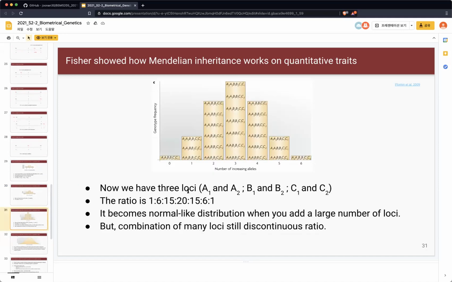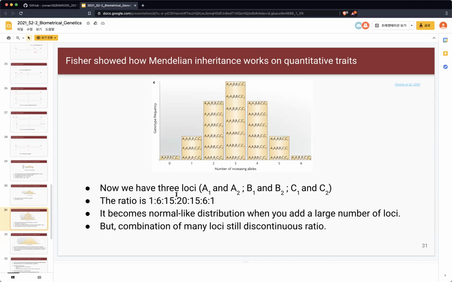And let's say we have 3 loci this time. That is A, B, and C, right? So 3 different positions. We again have the Mendelian factors, and also we don't know about the dominance between alleles. In that case, the ratio is 1, 6, 15, 20, 15, 6, and 1. And those are these types of genotype values.